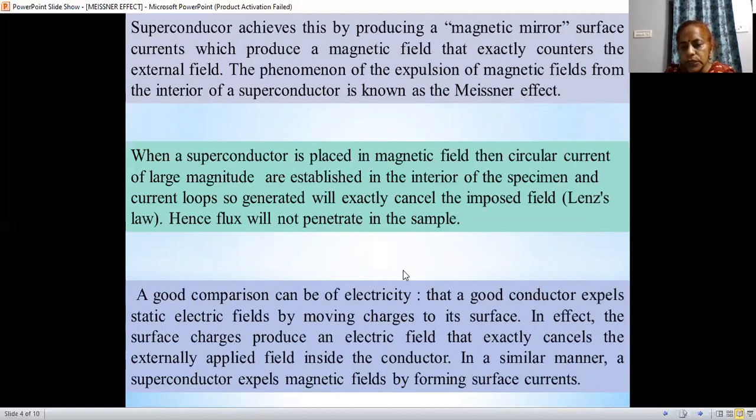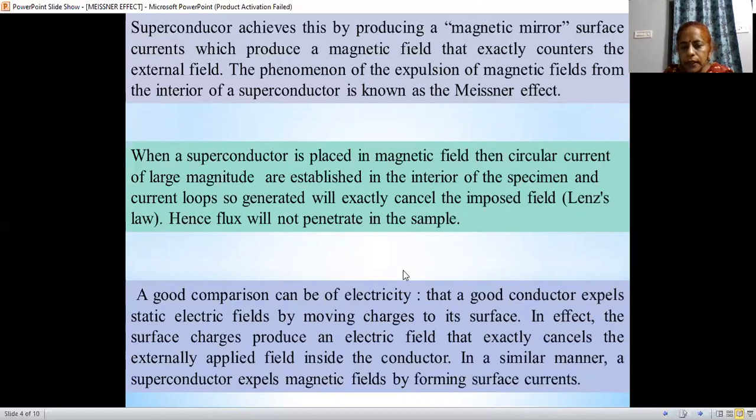This is in accordance with the Lenz law, so that we can say when a superconductor is placed in a magnetic field, then circular currents of large magnitude are developed inside the specimen, and these current loops exactly cancel the external applied magnetic field. Hence, inside the superconductor, magnetic field B is 0. That means flux cannot penetrate in the sample of a superconductor.